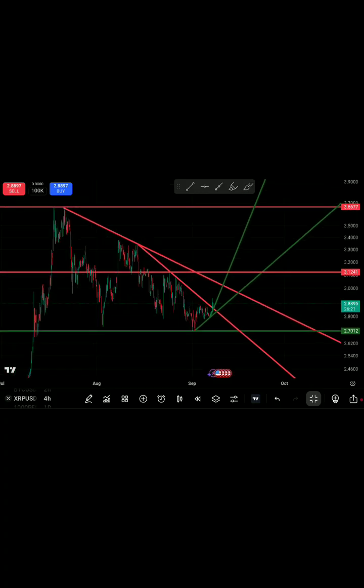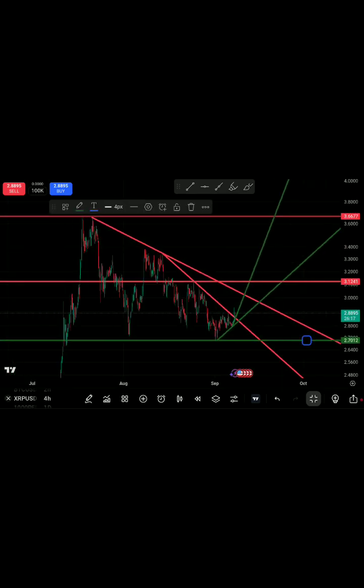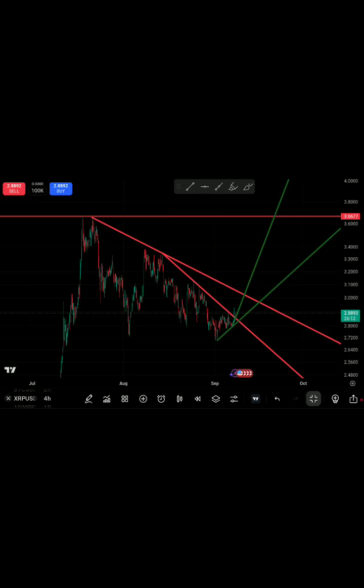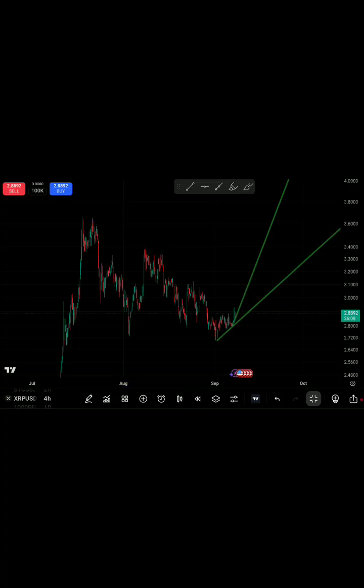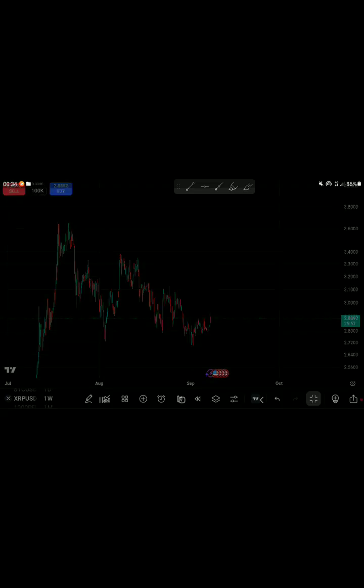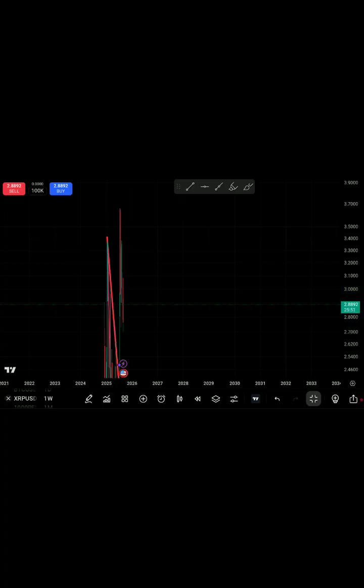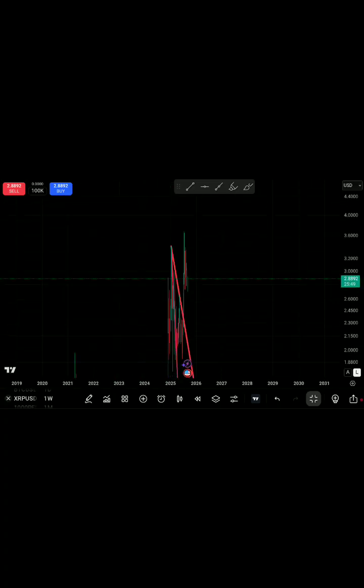So let me explain to you how I trade my trend line. First of all, I'm going to do my top down analysis. So what we're going to do is clear all this chart, and then let's start again. Let's start with top down analysis. If you look at it here, you're going to see it's 4 hour. So let's take it to 1 week.